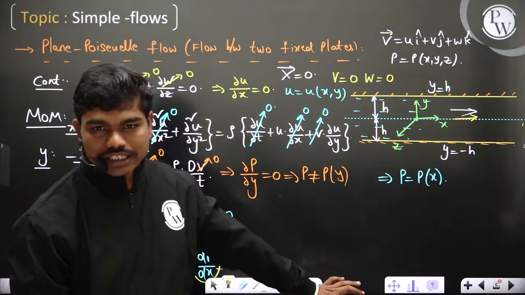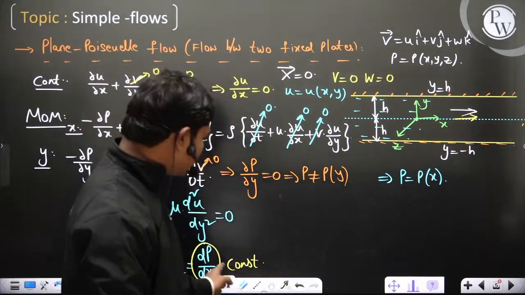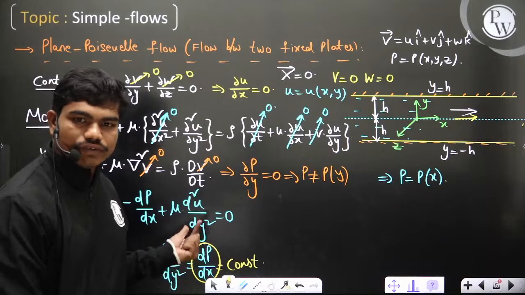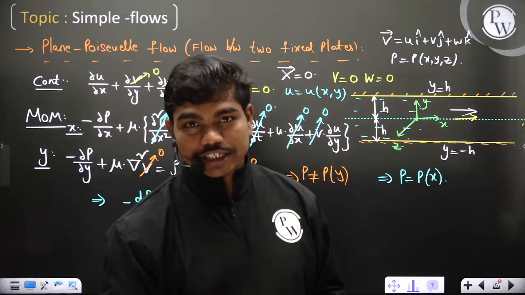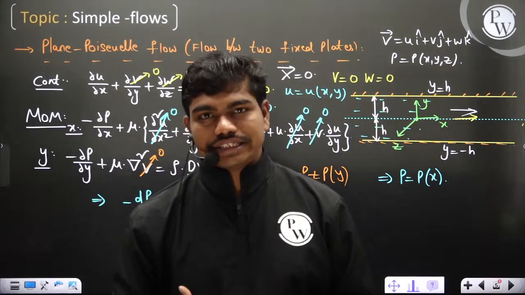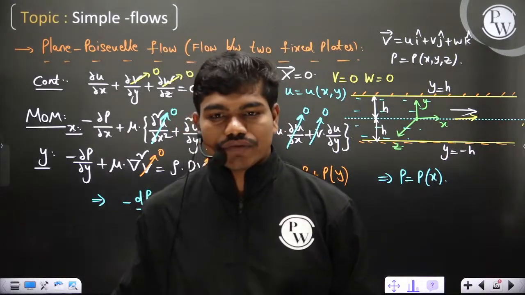Is this clear to all of you till this point? If it's clear, we'll solve this differential equation. It's a one-dimensional differential equation. We'll solve this and we'll see what the velocity profile is, and we'll try to understand shear stress, what the friction factors are, all these things we'll try to understand. So is this clear to all of you till this point?